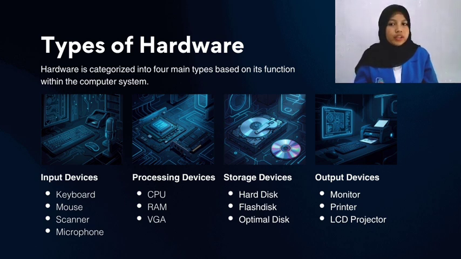3. Hardware storage devices. These are devices used to store data. Examples: hard disks, flash disks, and optical disks. 4. Hardware output devices. These are devices used to display the result of data processing. Examples: monitor, printer, and LCD projector.